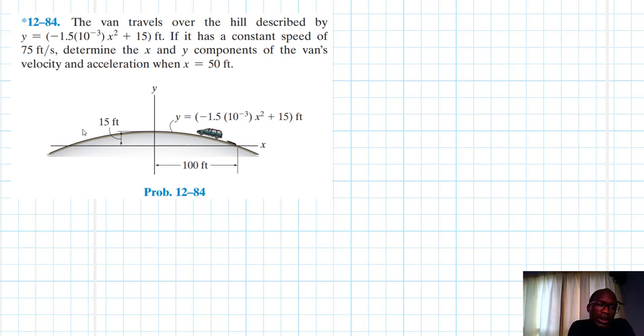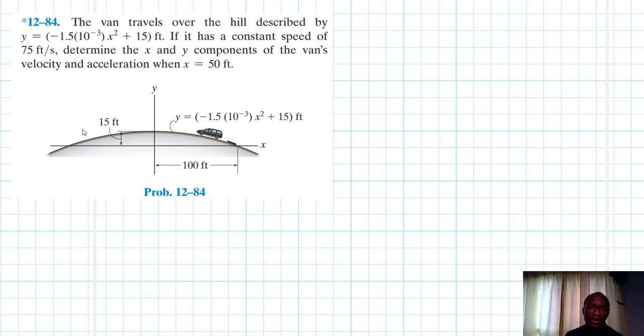The problem reads: the van travels over the hill described by y equals minus 1.5 times 10 to the power negative 3 x squared plus 15. If it has a constant speed of 75 feet per second, determine the x and the y components of the van's velocity and acceleration when x is equal to 50 feet. This problem is coming from the Engineering Mechanics and Dynamics 14th edition by R.C. Hibbeler.